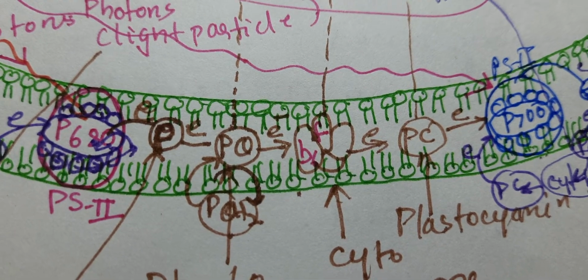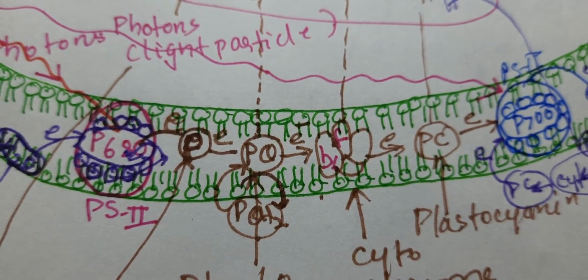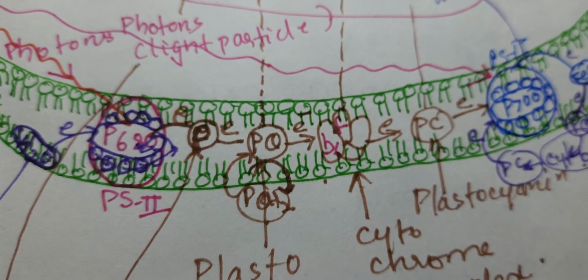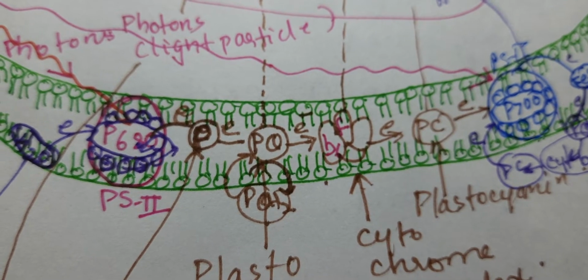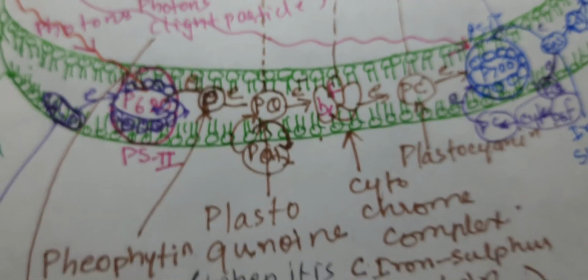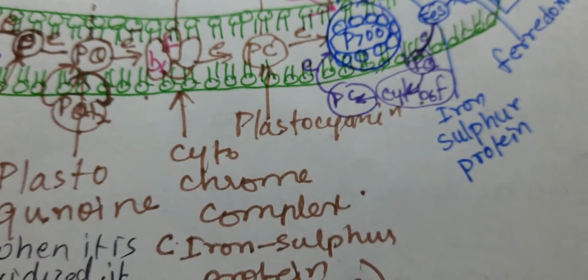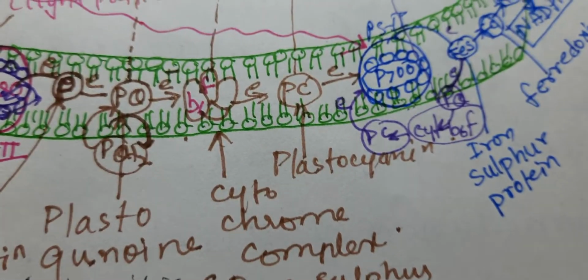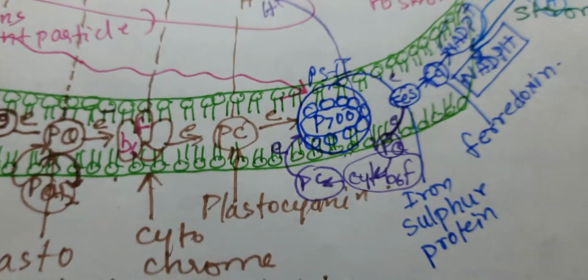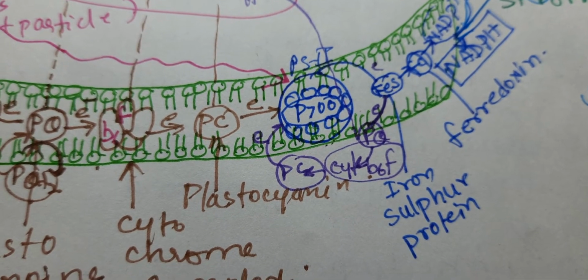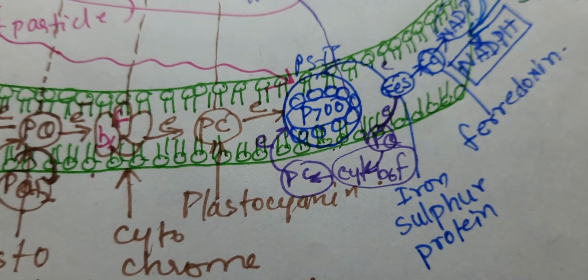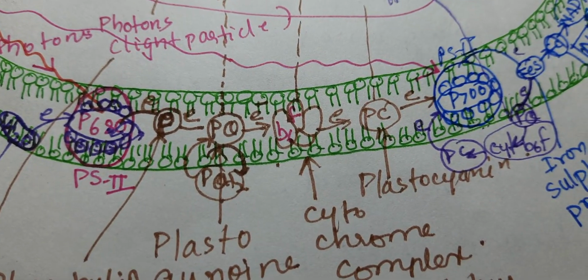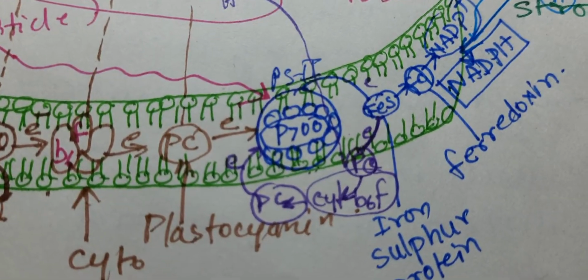Whenever the substrates accept the electron, we say this is reduction, so they get reduced, and the one from where the electron is lost is oxidized. From the plastoquinone, it goes to the cytochrome complex, which consists of b6 to cytochrome f, and then it goes to plastocyanin, and the plastocyanin transfers the electron to photosystem 1. So try to understand, from P680 the electron now reaches photosystem 1.